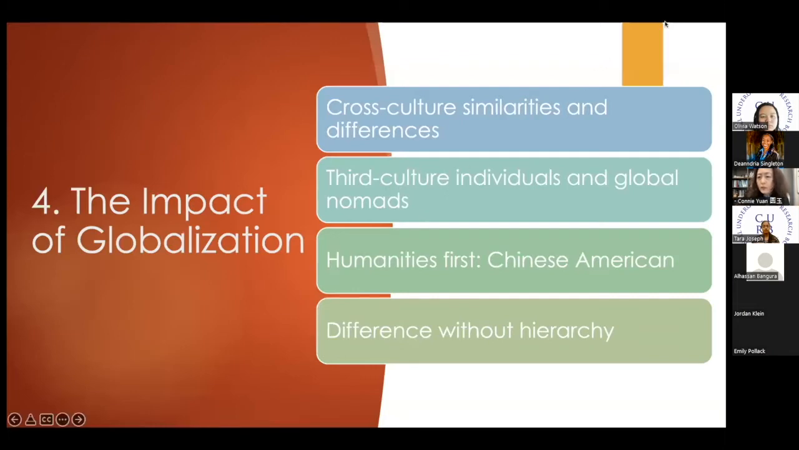But here are a few things I want to remind people of when we talk about the impact of globalization: cross-cultural similarities and differences. When we talk about intercultural communication, a lot of the time we focus on differences. Indeed, there are a lot of differences across cultures, between China and the US. There are just a lot. But on the other hand, we shouldn't take things for granted, and there are a lot of similarities too.